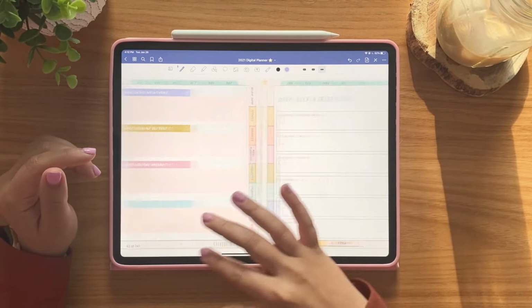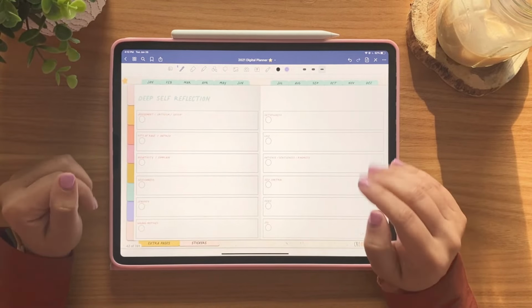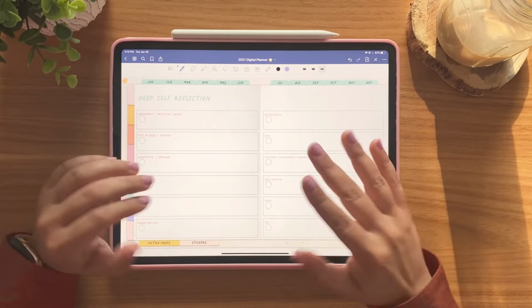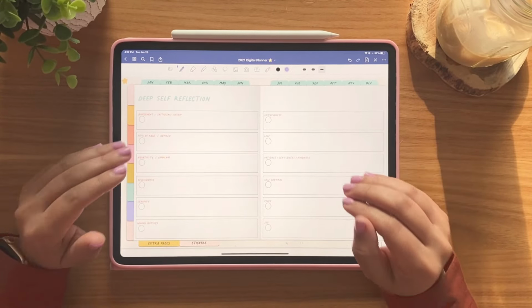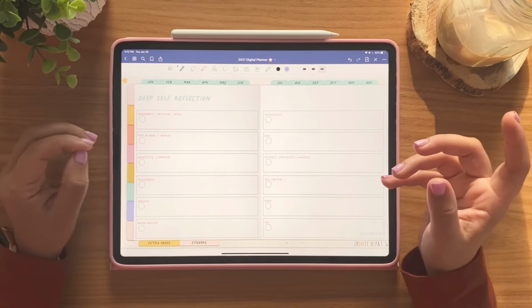The good one is this one. I love this one so much. I use this template so much, and I don't want to show it to you because, like I said, it's so personal, but it helps you so much. This is called the deep self-reflection.